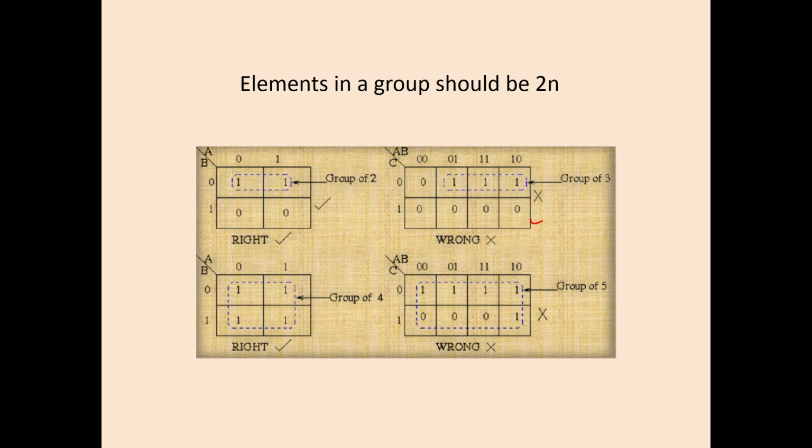Then in the fourth K-map we can see zeros and ones are grouped together and 5 ones are grouped together. So both the rules are violated here. So it is not the correct grouping.